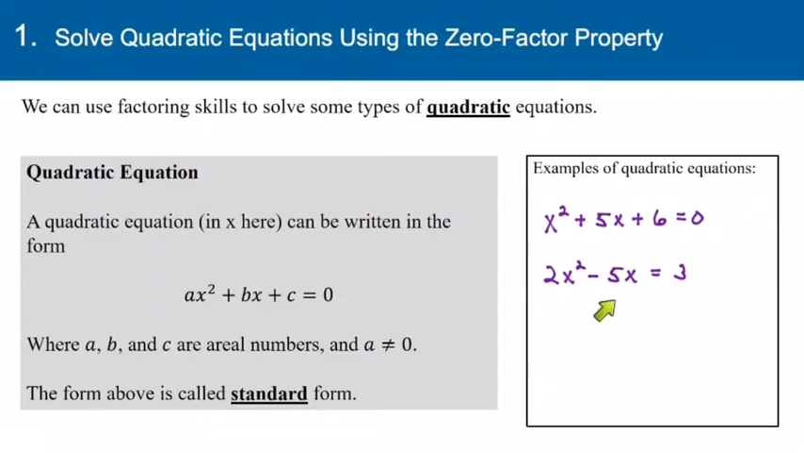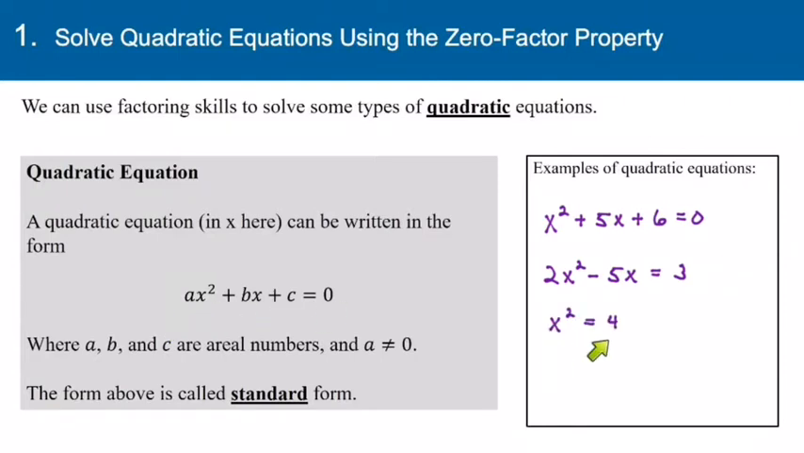2x squared minus 5x equals 3. Now this one has the constant on the right side of the equal mark, but it's still quadratic because it has this x squared term. And notice that if we wanted to write this in standard form by moving the 3 to the left side of the equal mark, we could do that, and then it would look just like this.